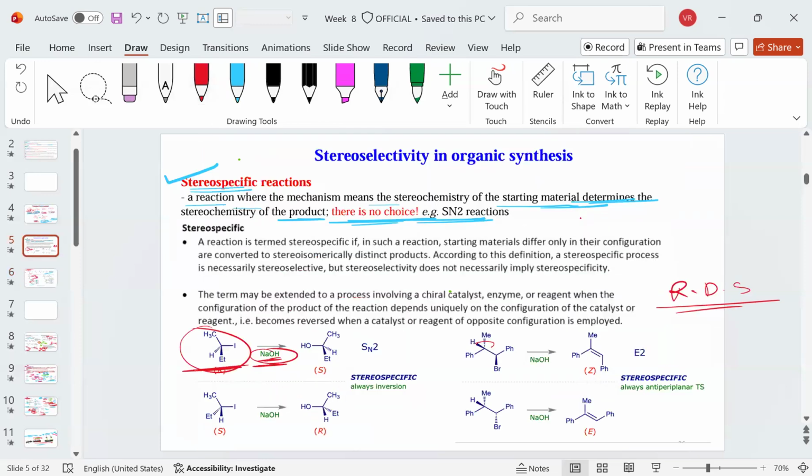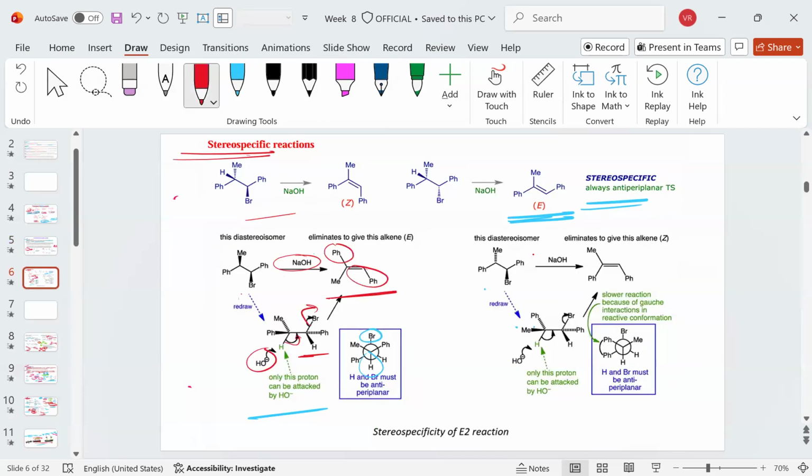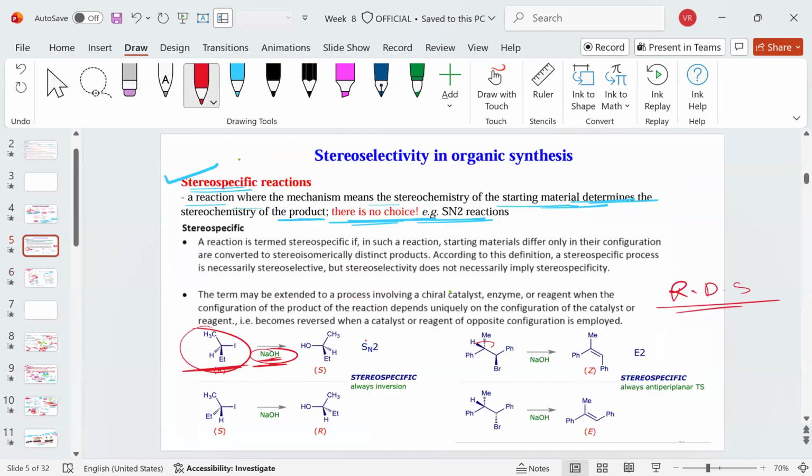So these two, the SN2 reaction and E2 elimination, are examples of stereospecific reactions. Specific itself states that we get only one product. There is no other choice.